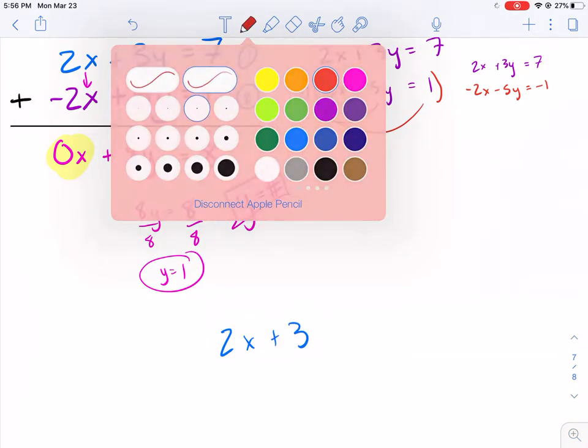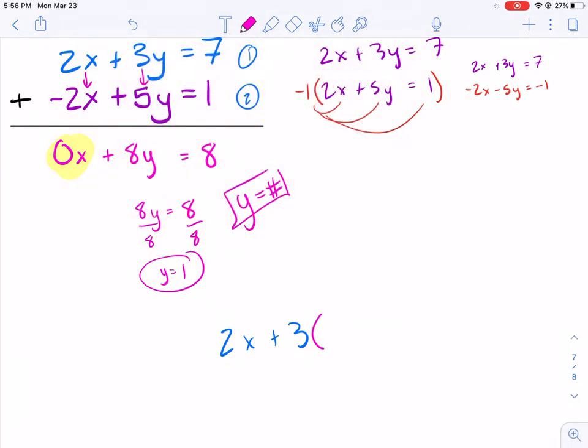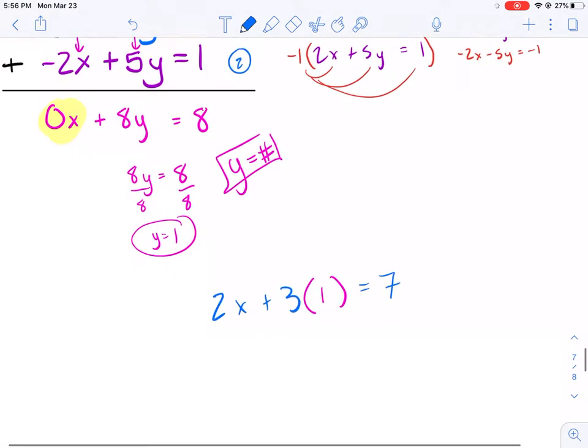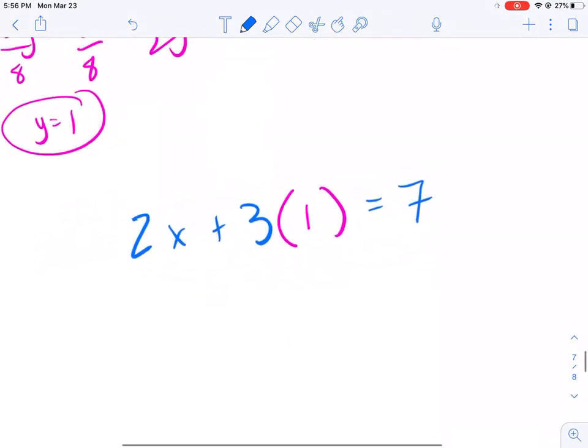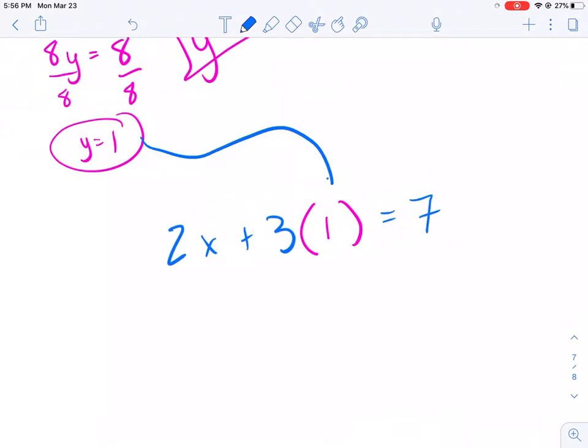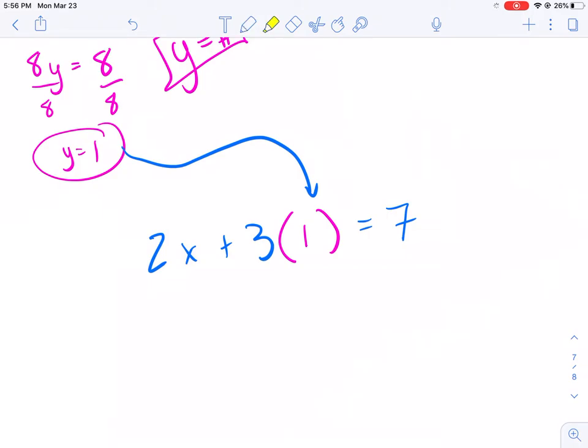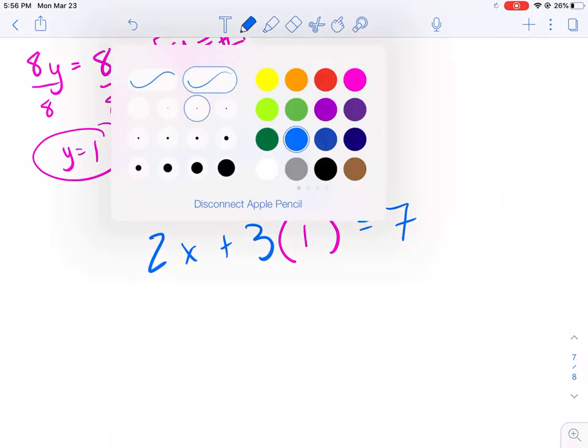No, there's not a huge difference. And some problems there will be, but in this particular case, there's not. But sometimes you just have to go for your preference, okay? So I plugged in, instead of writing 2x plus 3y equals 7, I wrote 2x plus 3 times 1, because that's the value of y, and I substituted it in, equals 7. Now I have an equation with only one variable, and I can solve for my missing x.